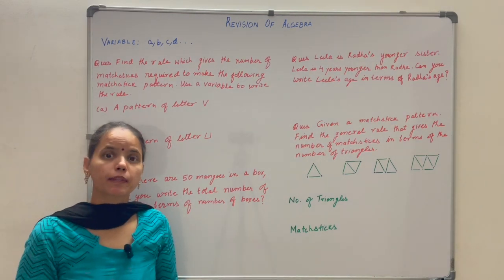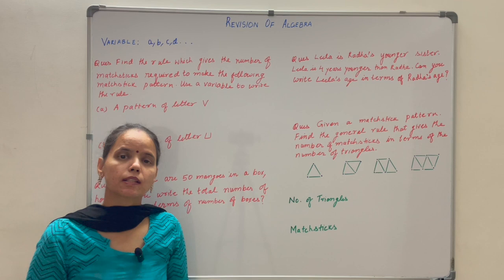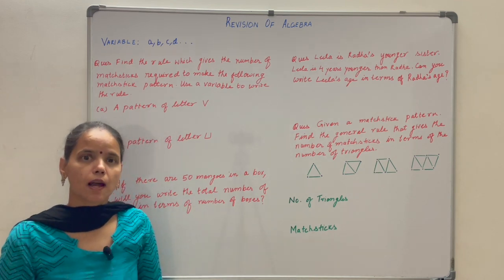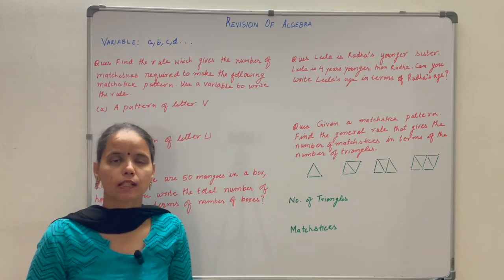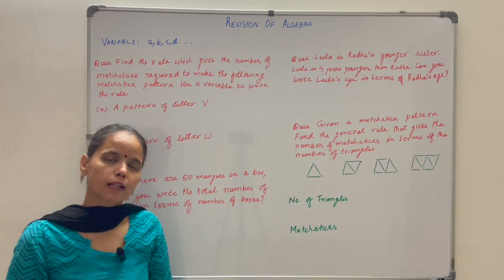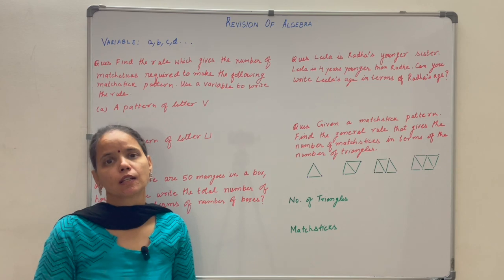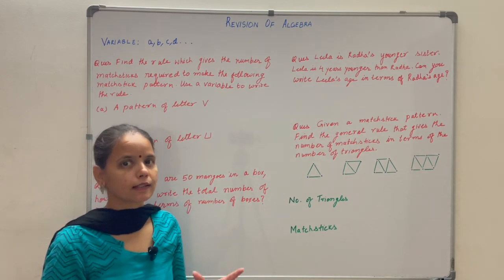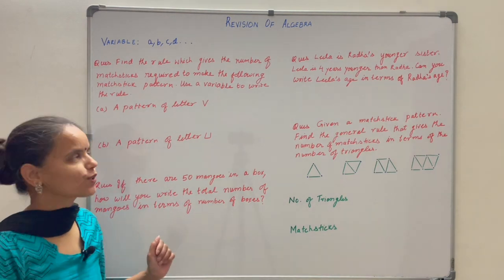If you have something fixed, then that is called a constant. For example, the number of vertices in a quadrilateral is fixed, it is 4. The number of angles of a triangle is fixed, that is 3. So like that. Now let us take this question.